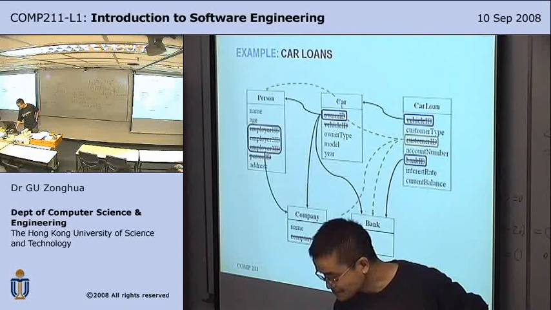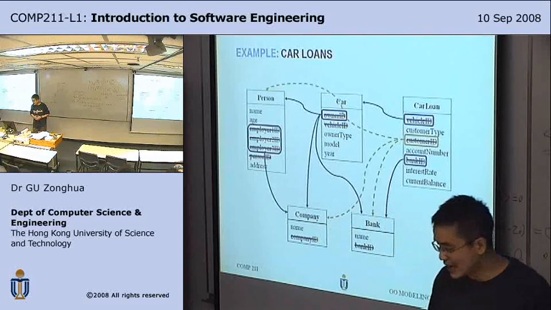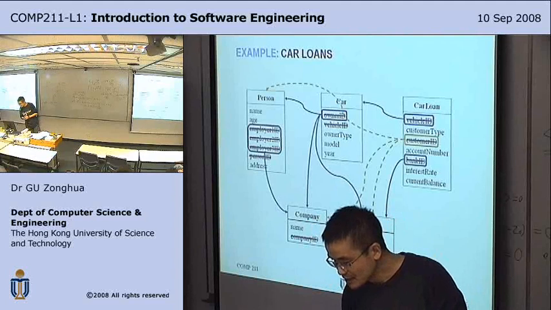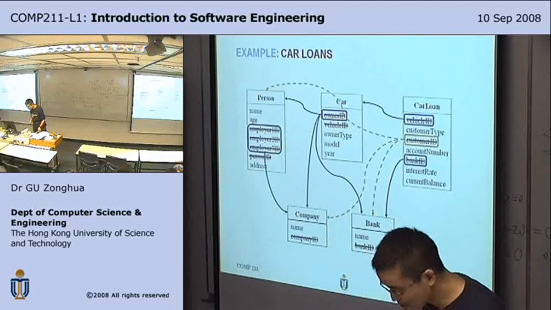Customer ID, you delete that and add an association between a person, company, and bank.